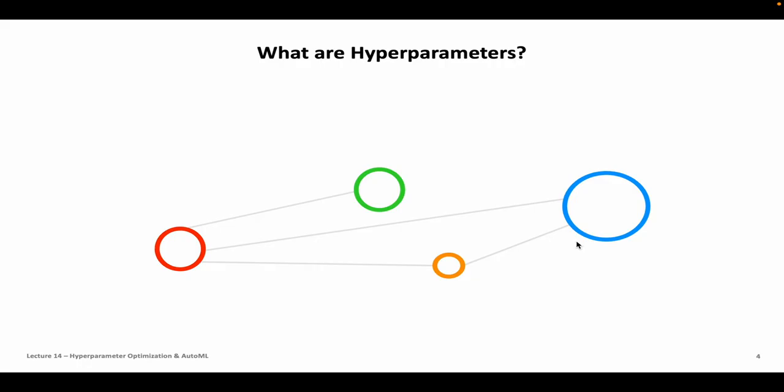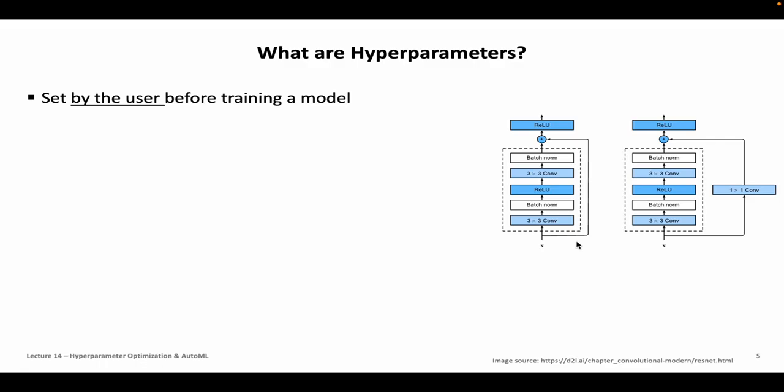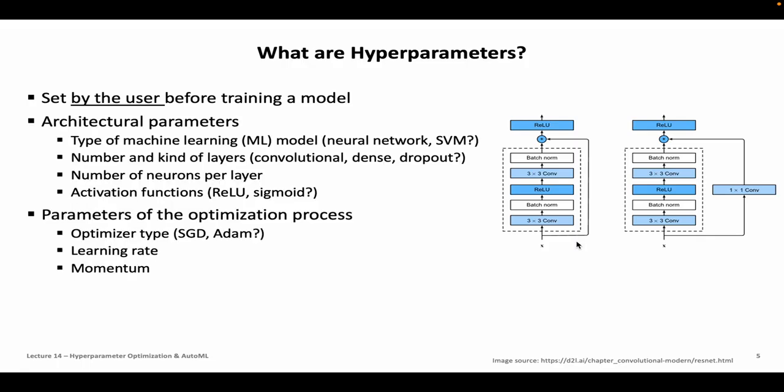Now, just to make sure everybody's on the same page, what are hyperparameters? So the hyperparameters are the parameters that influence the learning behavior of your machine learning model and are usually set by you as the user or the developer before the training. This can include architectural parameters such as the type of machine learning model you are using, the number and kind of layers in your network, or the activation functions. But more prominently, it refers to the parameters of the optimization process, such as the type of optimizer, the learning rate, or the momentum value.